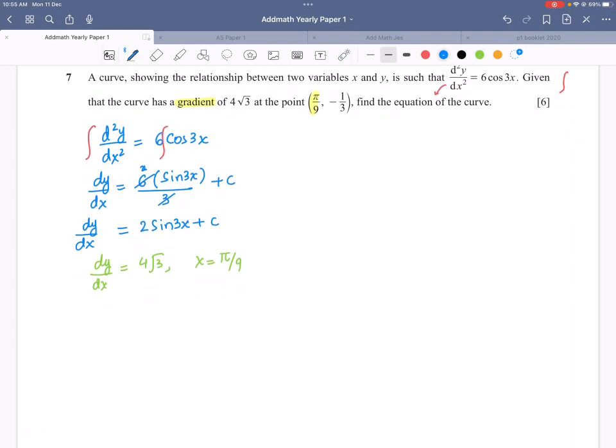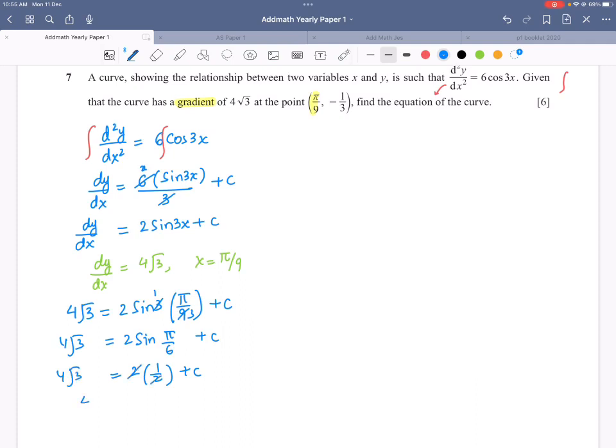Now I'm just plugging the values here. dy over dx is 4 root 3, which equals 2 sin 3 times pi over 9, plus c. So you can simplify, 3 ones are 3, 3 threes are 9. It will be 2 sin pi over 3 plus c equals 4 under root 3. So you can find the value of sin pi over 6. Make sure calculators are in degree mode. So sin pi over 6 is 1 over 2. So you get 2 times 1 over 2 plus c equals 4 under root 3. 2 and 2 cancel, you will get 4 under root 3 minus 1 equals c.